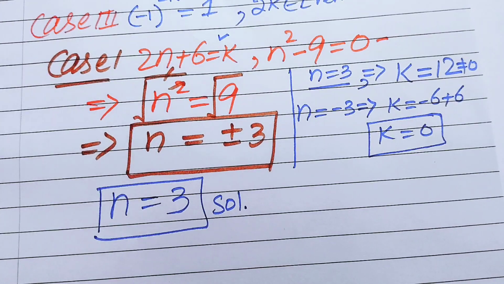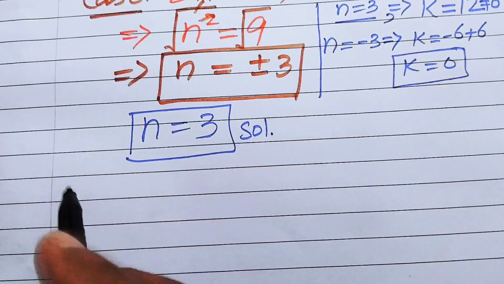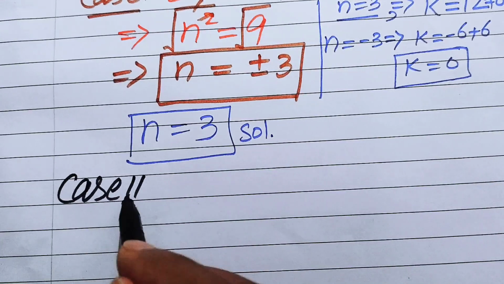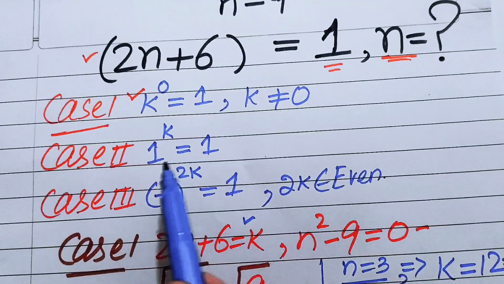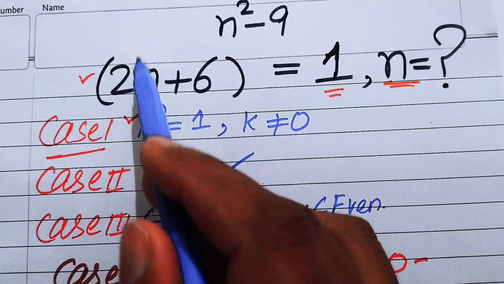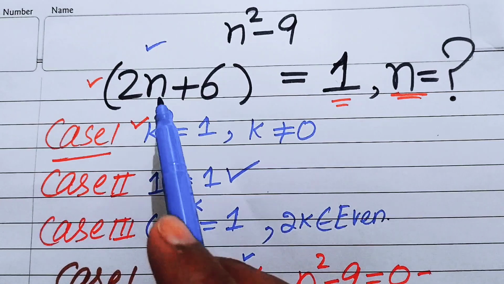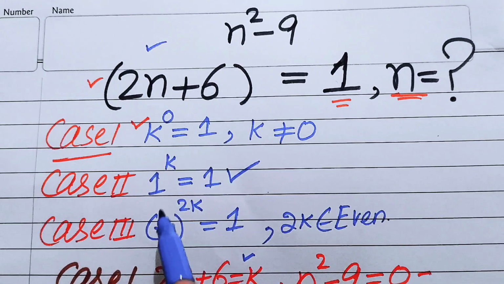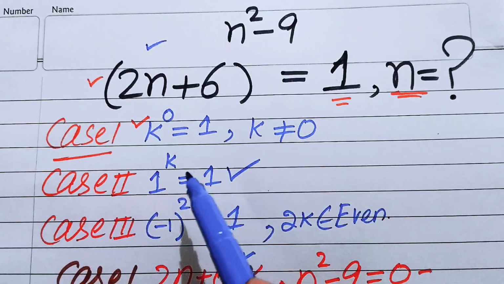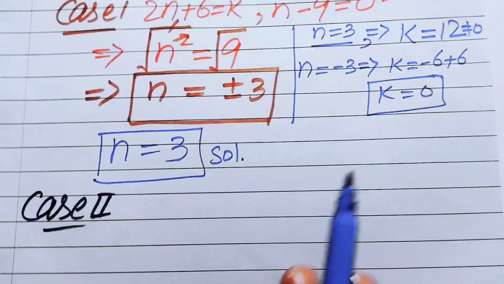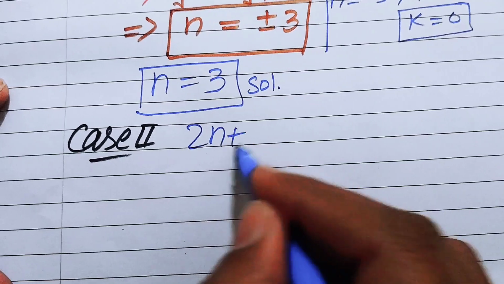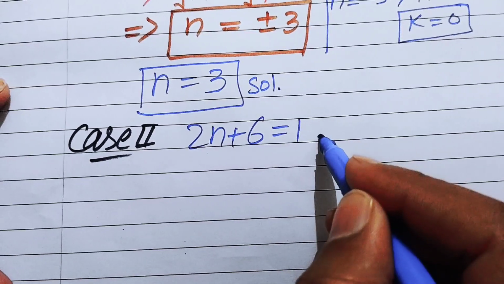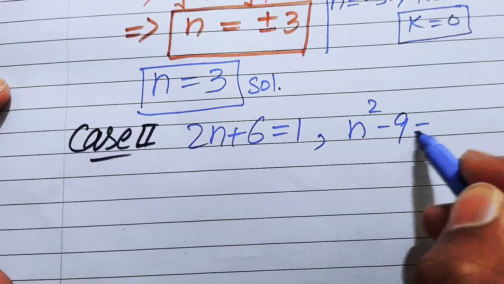And now we move towards the second case. In the second case, we compare 1 to the power of k equals 1, with the left hand side of this equation. So we have our base 2n plus 6 equal to 1, and our exponent n square minus 9 equals k. So we write it here: 2n plus 6 equals 1, and n square minus 9 equals k.